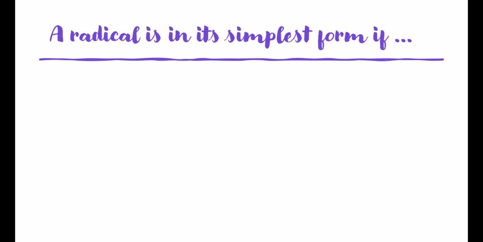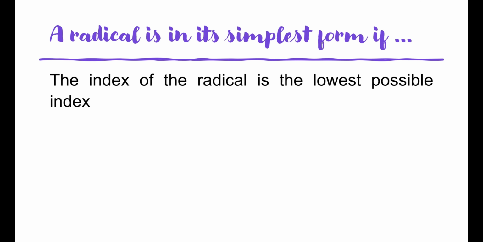Third, a radical is in its simplest form if the index of the radical is the lowest possible index. The sixth root of 8 is not yet in its simplest form since the index 6 can be expressed as the product of 3 and 2. To simplify, use the fourth law of radicals, then express it as the square root of the cube root of 8, and that is equal to the square root of 2 since the cube root of 8 is 2 and square root of 2 is not exact.